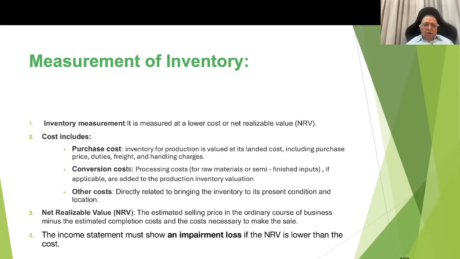Net realization value: the estimated selling price in the ordinary course of business less the estimated completion cost and the cost necessary to make the sale. Fourth, the income statement must show an impairment cost if the NRV is lower than the cost.